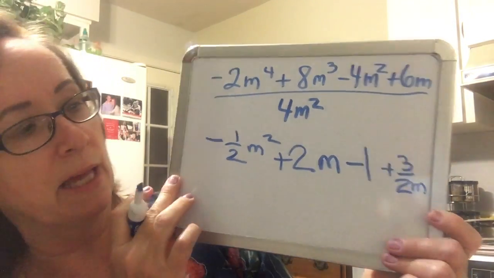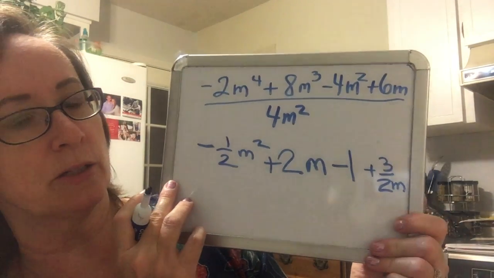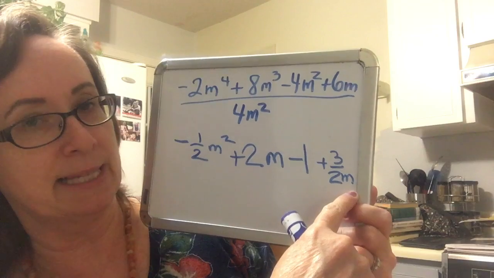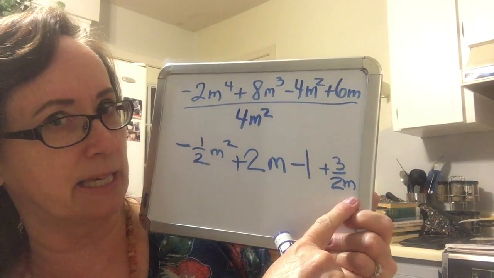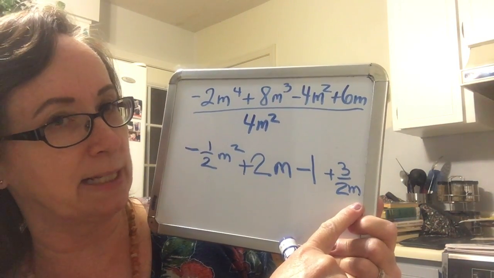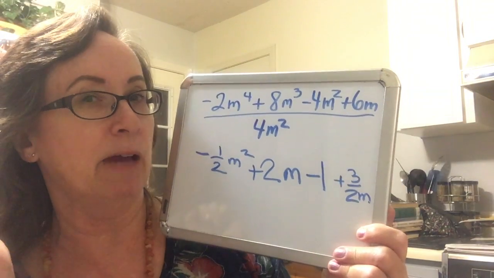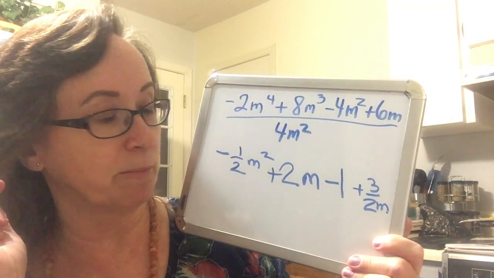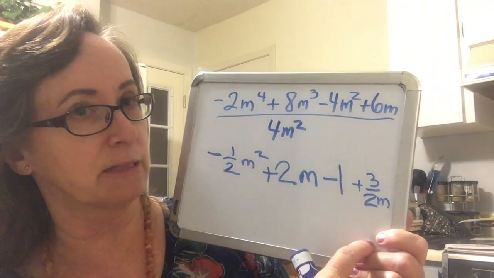So this one, we divided a polynomial by a monomial and ended up with something that is no longer a polynomial, because remember, polynomials have whole number exponents, and this is an m in the denominator, which means that if it were moved upstairs, it would be an m to a negative 1, which is not a whole number. So the result is not a polynomial.